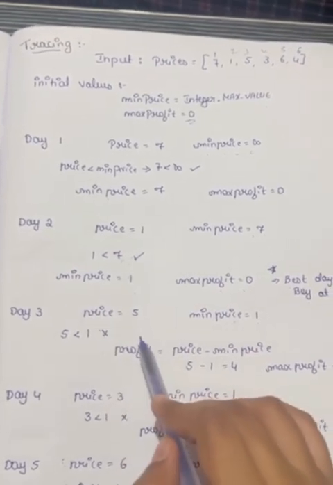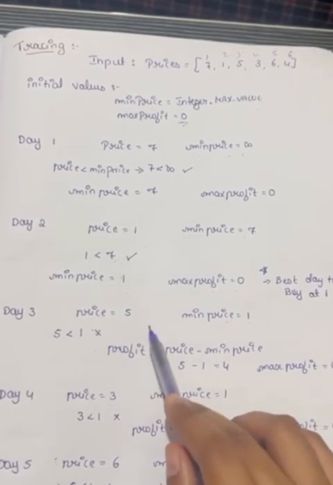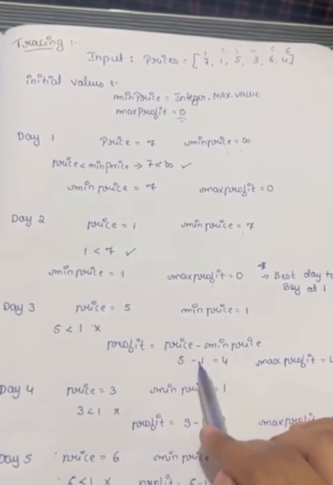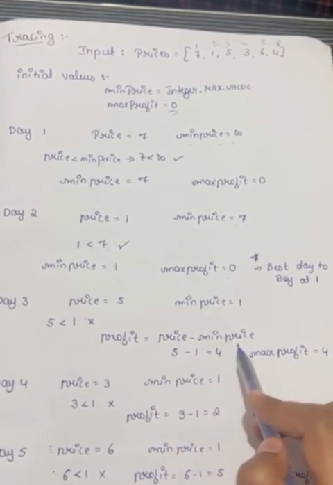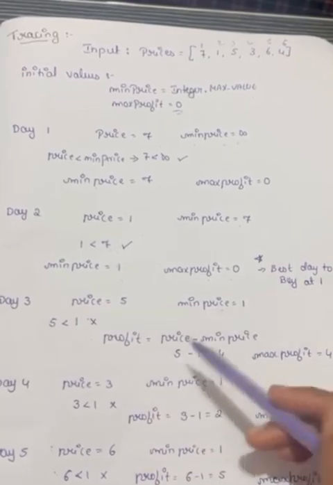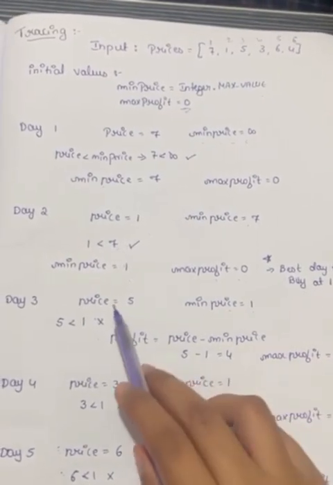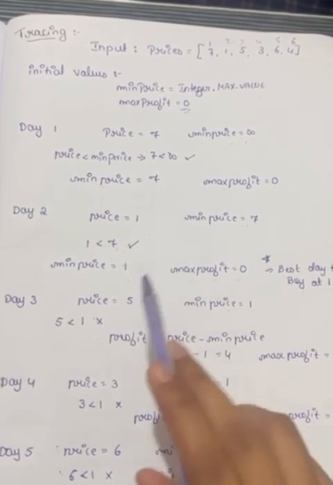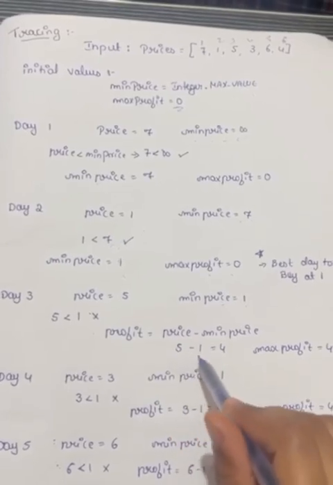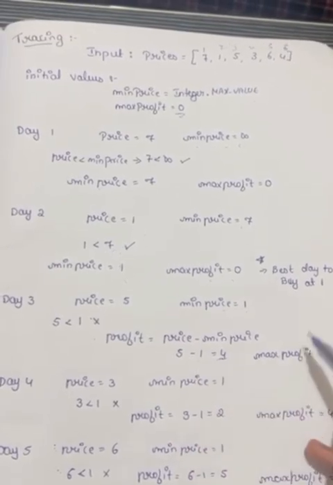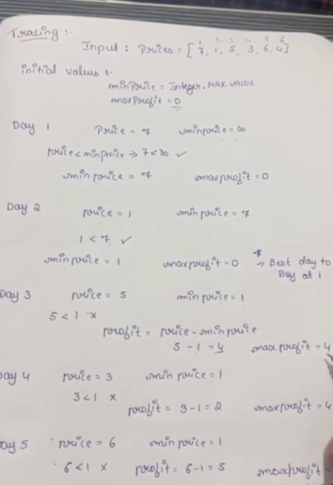Now what I am doing is checking for the profit. If that condition is not satisfied, then I need to check for the profit, right? So profit is equal to price minus min price. This is the formula which I will be using to calculate the profit. So my price according to the array I have taken is 5, minus my min price 1. 5 minus 1 is equal to 4. So my max profit is updated from 0 to 4.